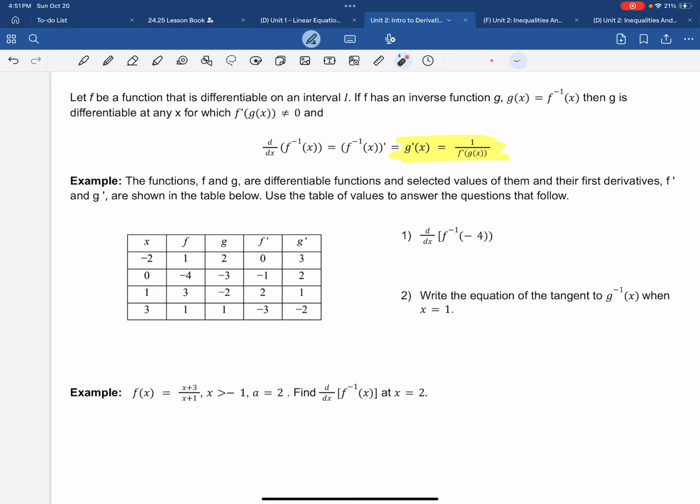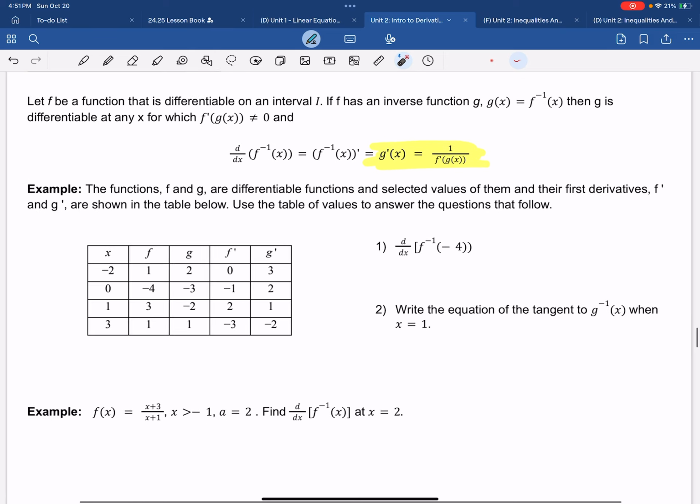So let's use a table first, because sometimes it makes a little bit more sense with a table, and then we will look at it algebraically to try to make sense of it that way as well. And we'll do some practice problems. You'll have some on your homework, and then we'll look at it again during our review. So here's what's going on. We're finding the derivative of the inverse function at -4.